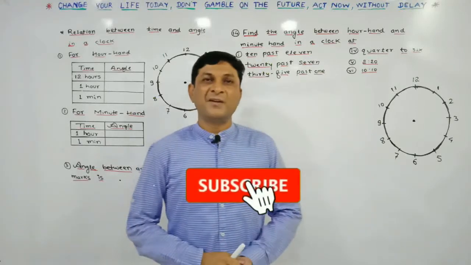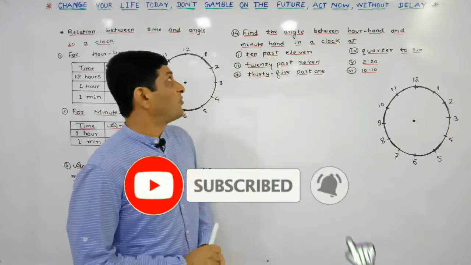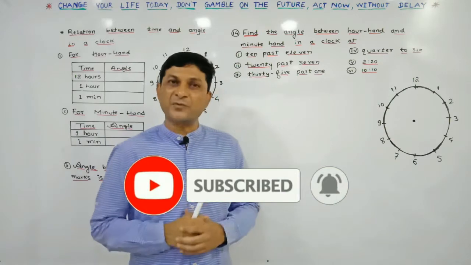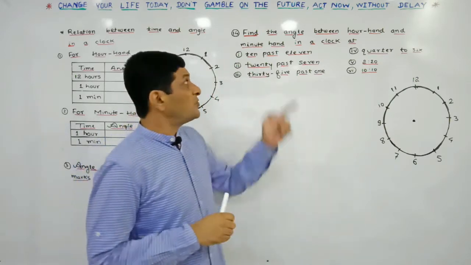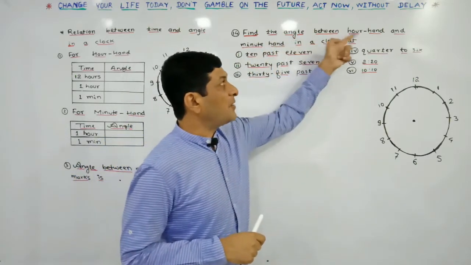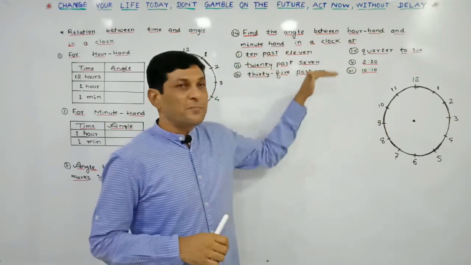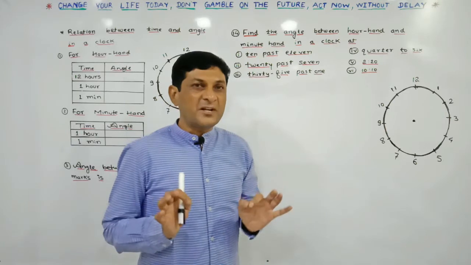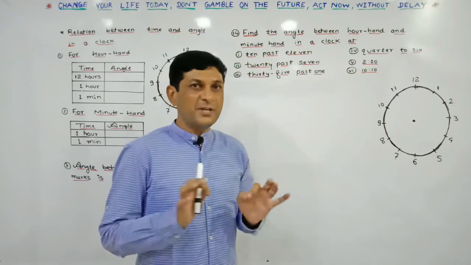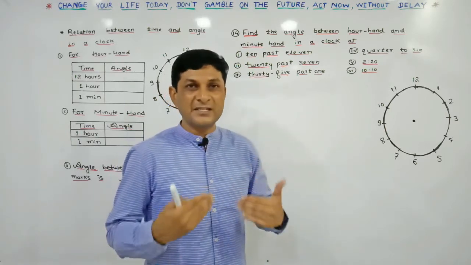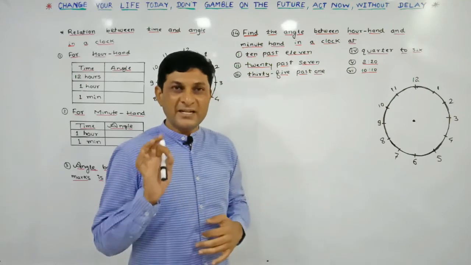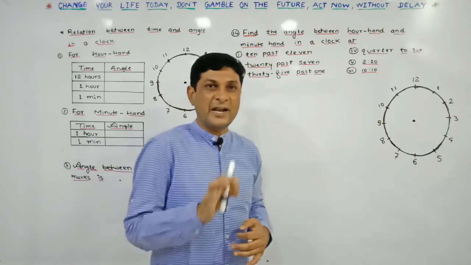Hello friends, now we are discussing example number 14 from exercise 1.1. In this example, we have to find out the angle between the hour hand and minute hand of a clock at some given particular times. So to find the angle between the hour hand and minute hand, first let us discuss the results related to the minute hand and hour hand of a clock.